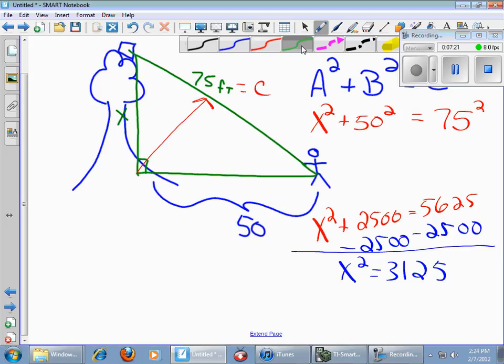To undo the square, x squared, I need to take the square root. Remember, we will not say divide.